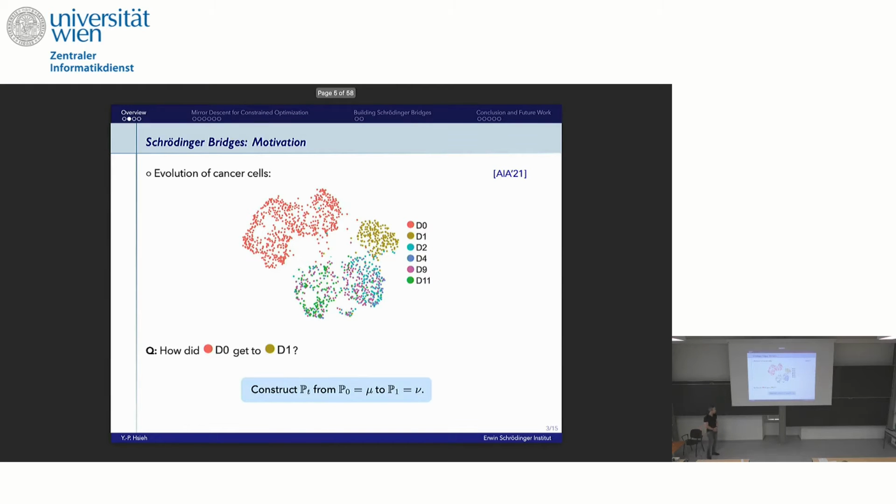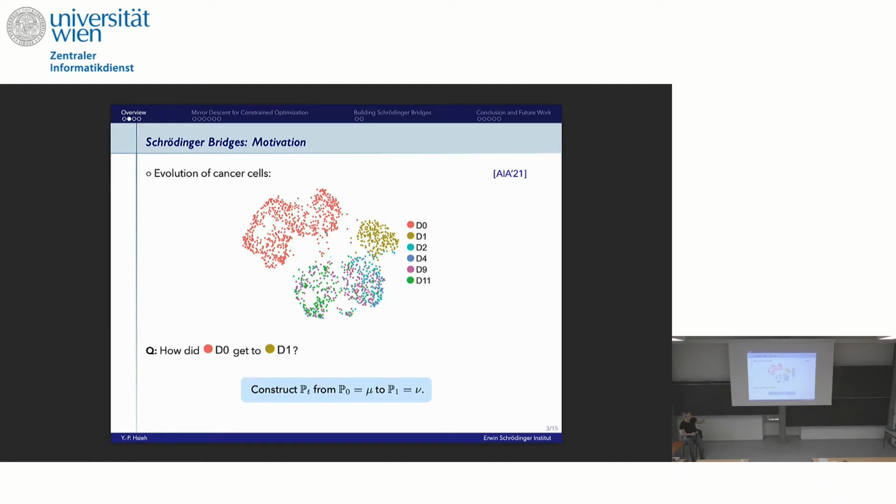The mathematical way of formulating the question is to say, I give you a fixed distribution, mu, representing the starting distribution on day 0. And what I want is a full stochastic process such that whenever I start from the starting day, you should end up at the distribution on day 1, which I denoted by nu here. Okay, so this is the mathematical question that we want to solve.